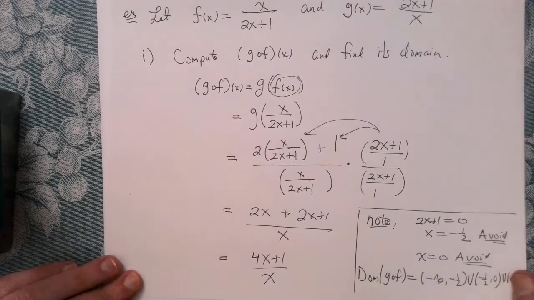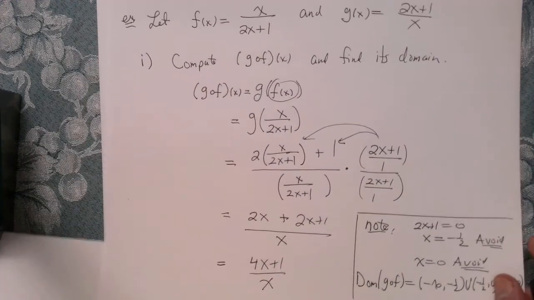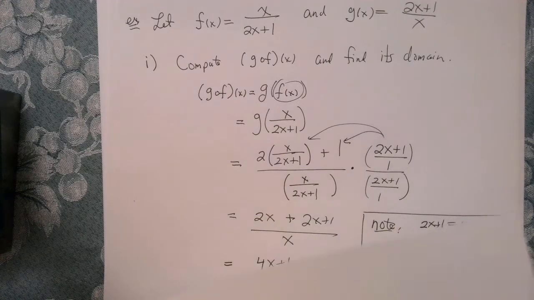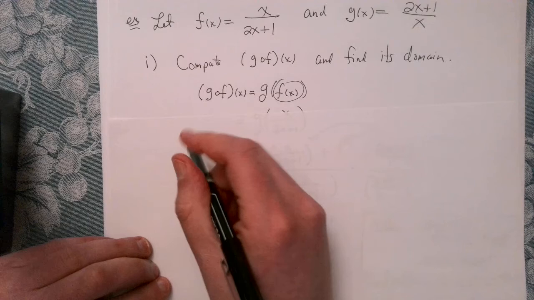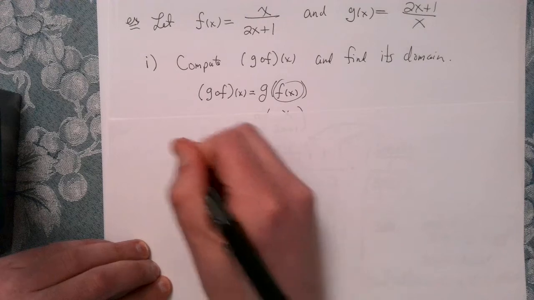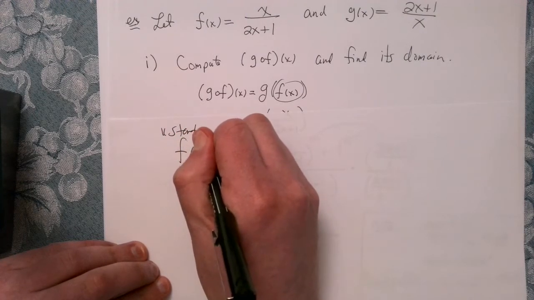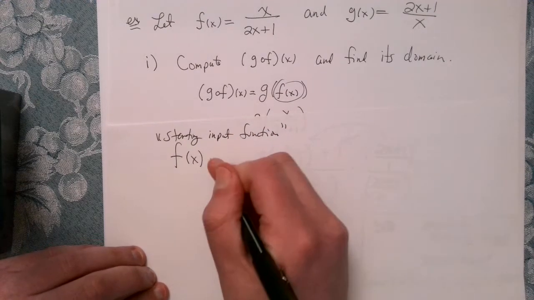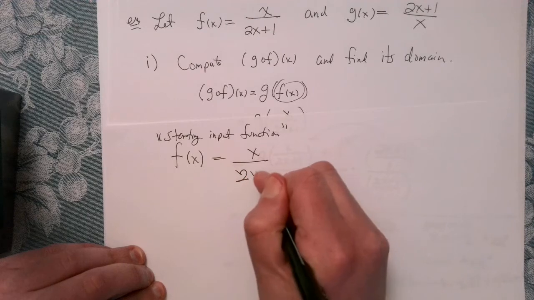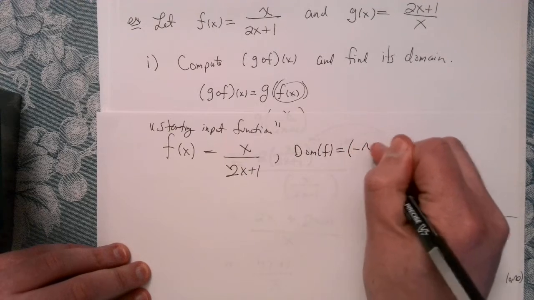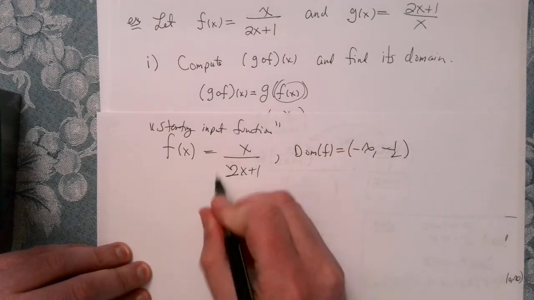So another way to do this, as some people do, is the following. So some people do this. So they say, so that was our starting input function. And they'll say, okay, well, the domain of f is exactly this, right? Because you don't want to divide by 0.